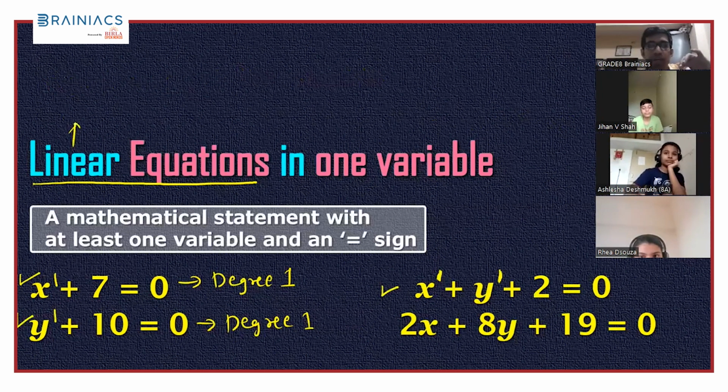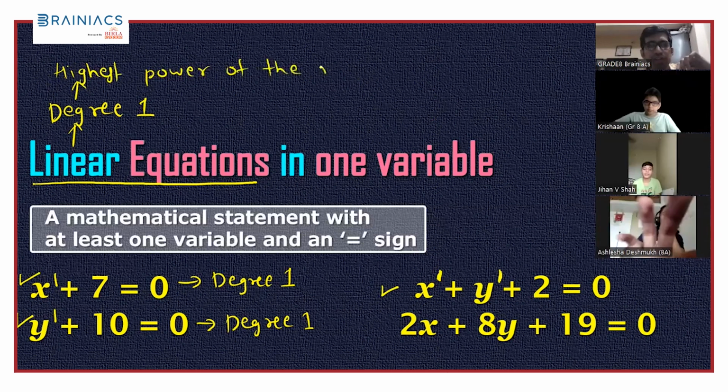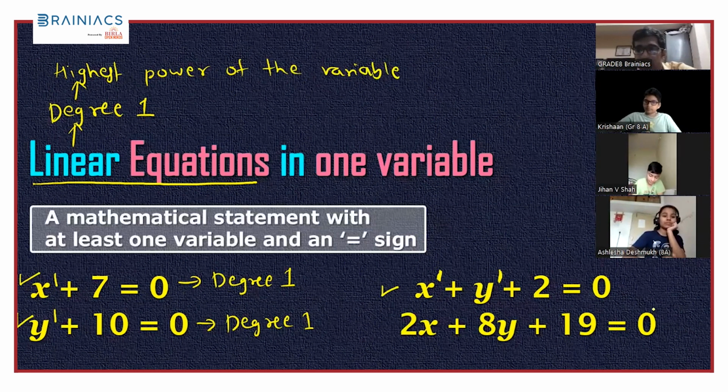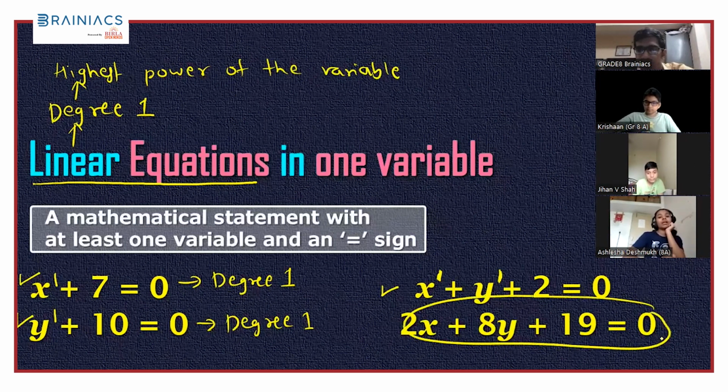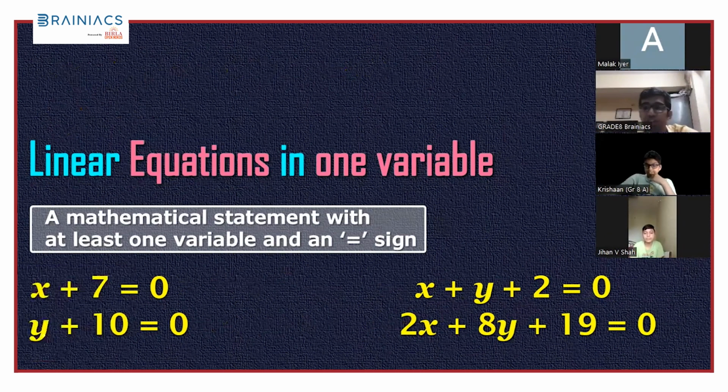Linear equation means an equation whose degree is 1. And degree means the highest power of the variable, right? Okay. Let's check the last one. Is it a linear equation? Yes. The power of X is 1. The power of Y is also 1. Highest powers are 1. So this is also a linear equation. Clear, everybody? Simple. Okay, great. So you understood what linear equations are. Just write down the definition in your notebook.